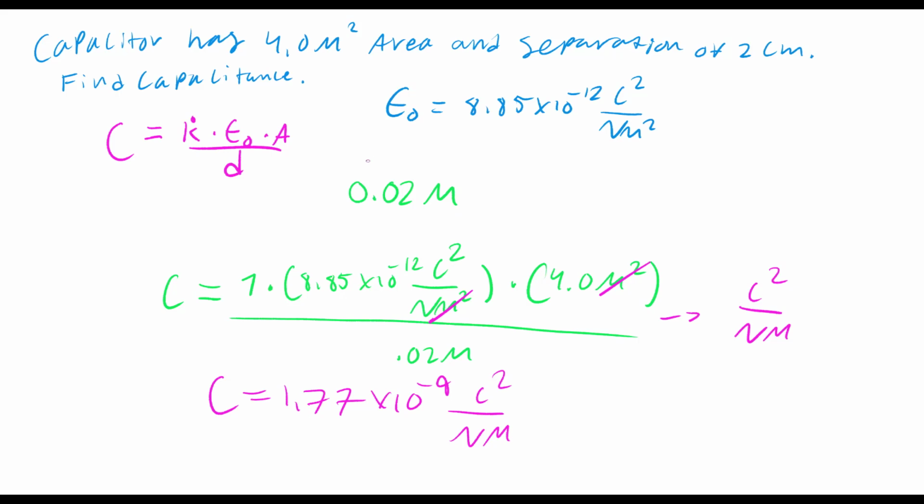So let's double check. What was the trick? The trick was that whenever you're given area, you should instinctively think of this equation, right? You should think of that equation because it has area. It also has displacement, which is the distance. E sub naught is just a constant, which is 8.85 times 10 to the negative 12. We're going to multiply that together and then divide by the separation in meters, and we should get the capacitance. All right.